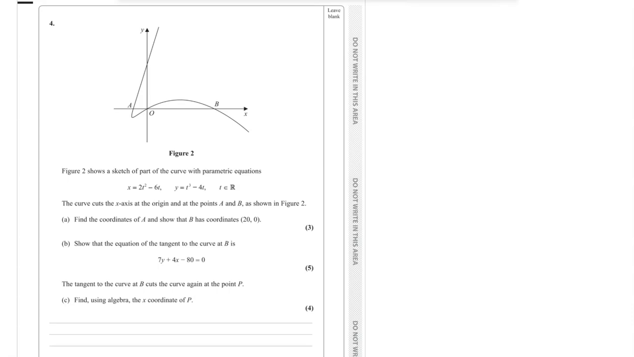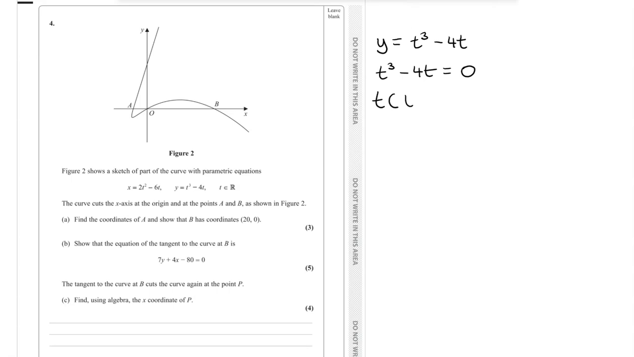Now, a common thing that we need to use all throughout A-level maths is that when I have a curve that is cutting the x-axis, that should make me think, okay, curves cut the x-axis when y equals 0. So we've got y equals t cubed minus 4t. If I want to find out where this is cutting the x-axis, I can set my y to 0 here. Graphs cross the x-axis when y is 0. So we set y to 0, and then I'm going to start to solve this.